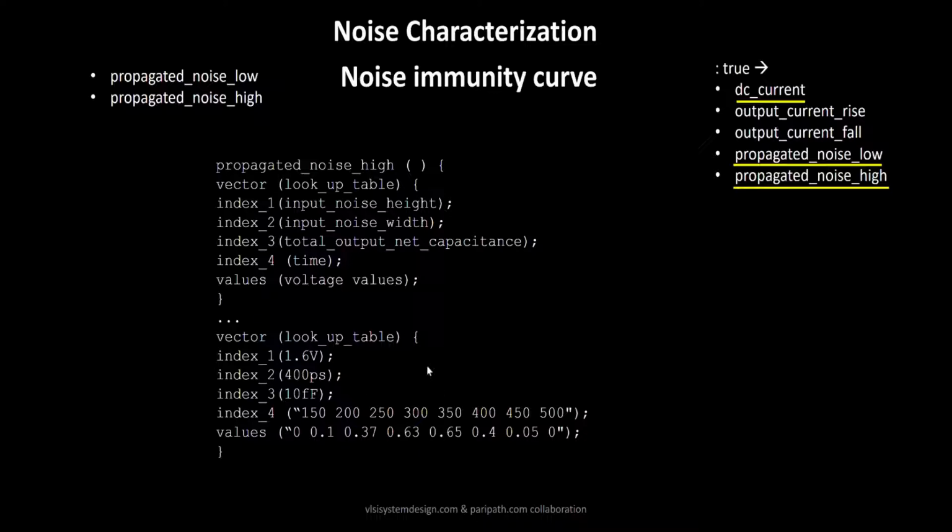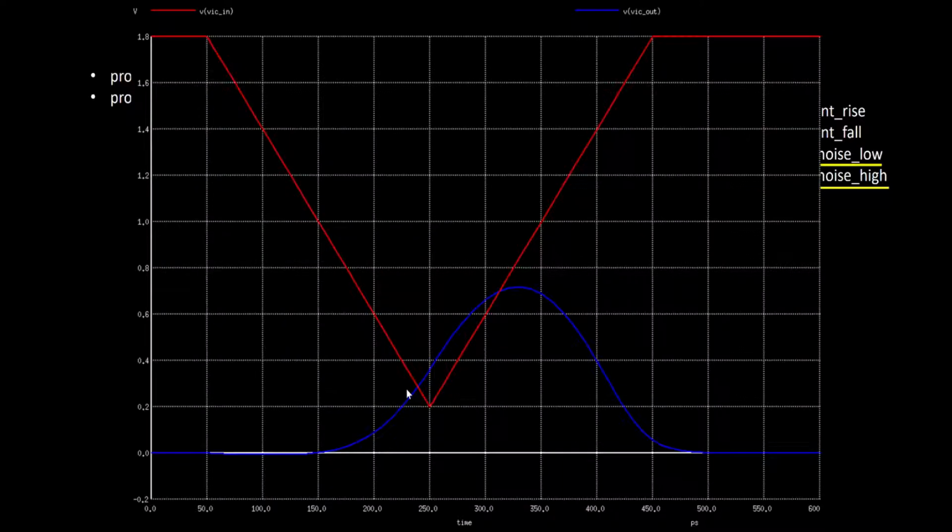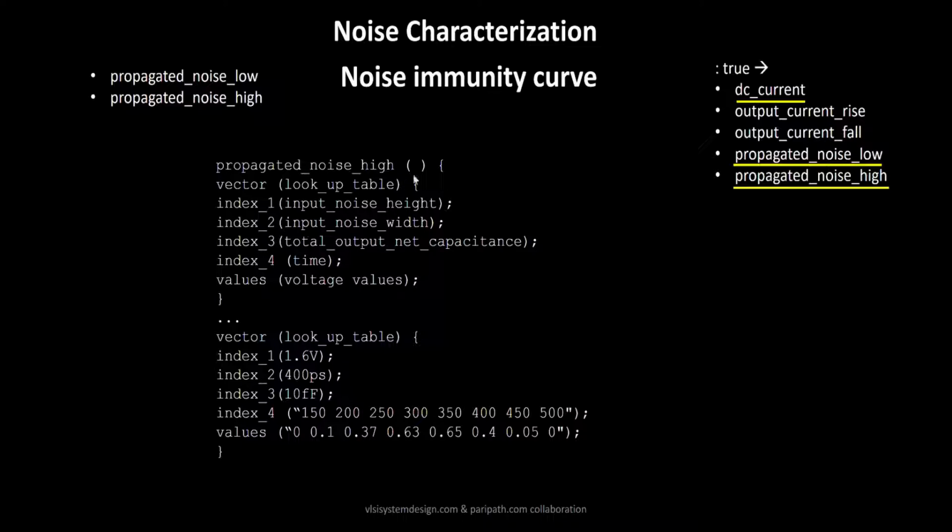Now if an STA tool refers to this particular table, it knows that if it receives an input bump with a height of 1.6 volts, a width of roughly 400 picosecond, and an output capacitance of 10 femtofarad, this is the noise bump. Whether we need to filter this particular noise bump or not depends entirely upon the designer. The designer has to decide whether this noise bump is acceptable or not. Okay, so that's what propagated noise high means.